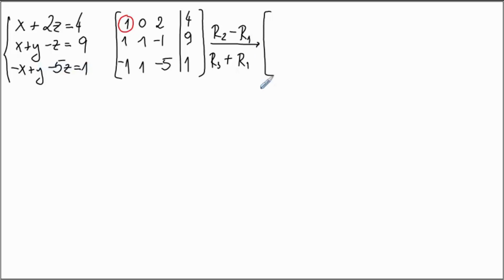The first row remains unchanged, so just copy it. In the second row, we subtract, R2 minus R1, so it's 0, 1 minus 1 is 0, minus 2 is -3, 9 minus 4 is 5. And in the third row, we're adding, so here you have -1 plus 1, 0, 1 minus 5 is 3, and 1 plus 4 is 5.